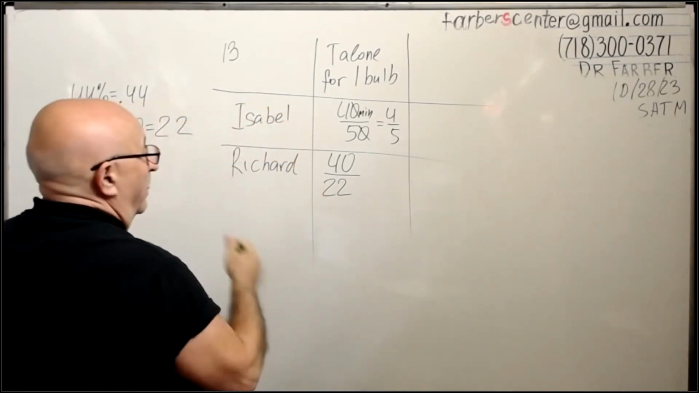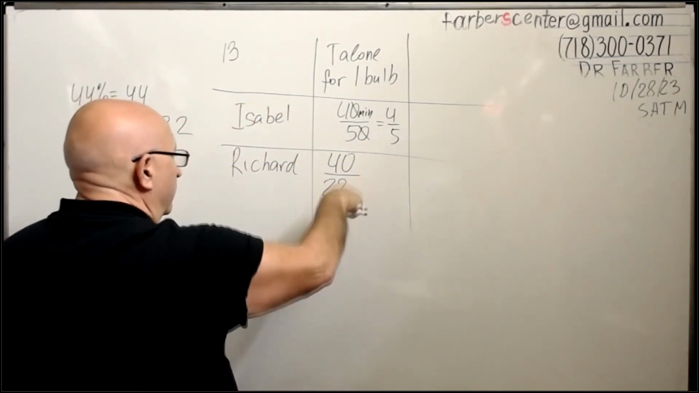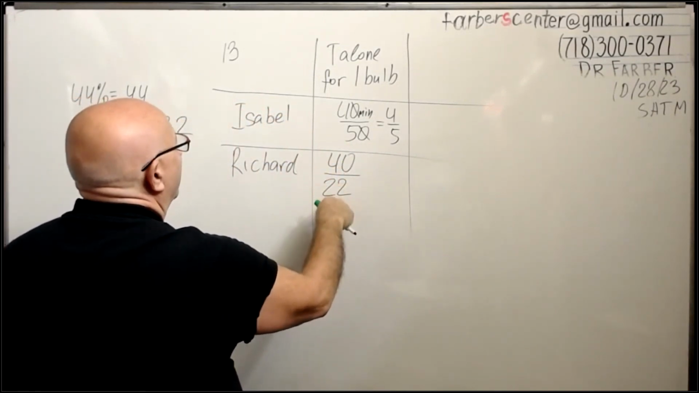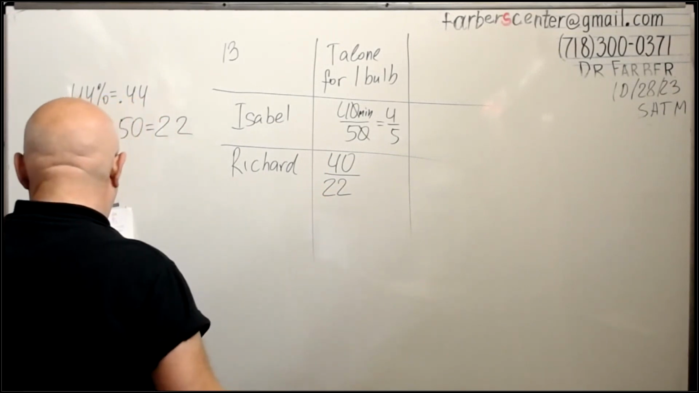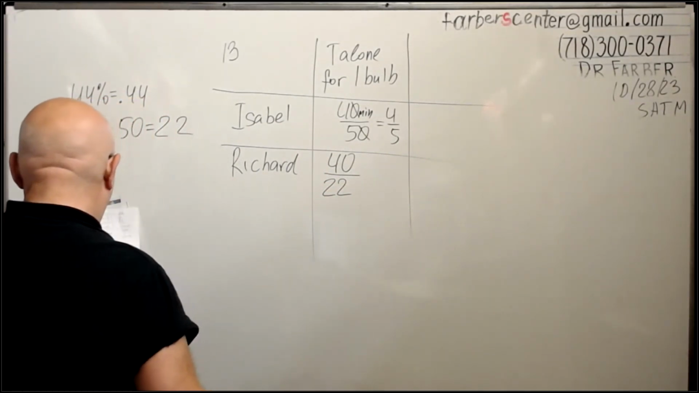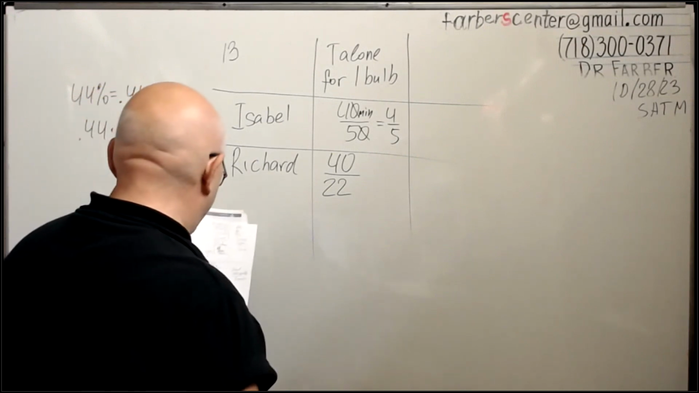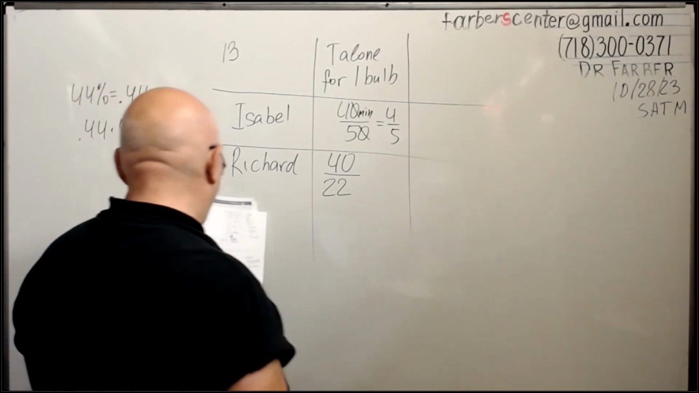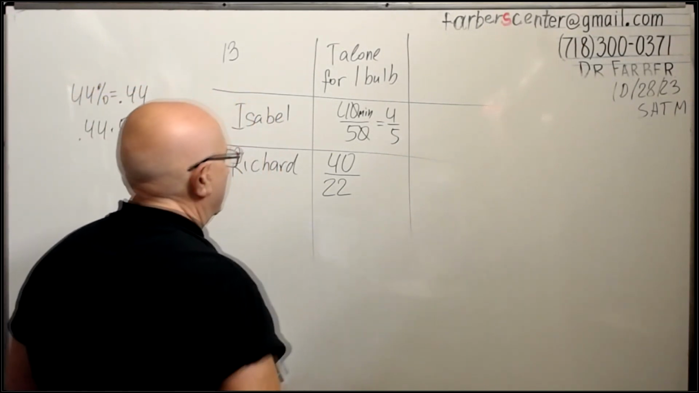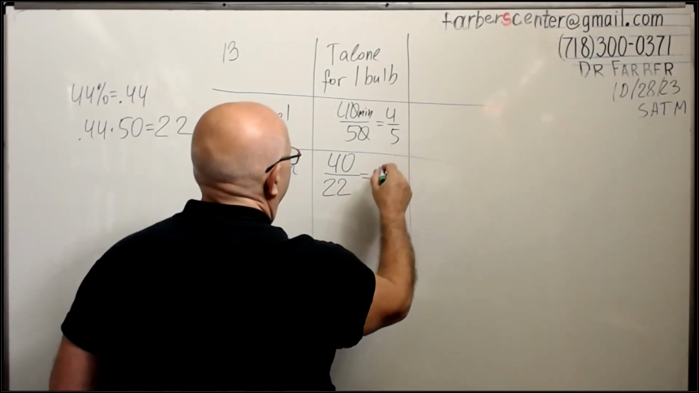What I did, I used 44% of this amount. It would be 22. I just counted. Well, I can simplify it the same, like 20 over 11.